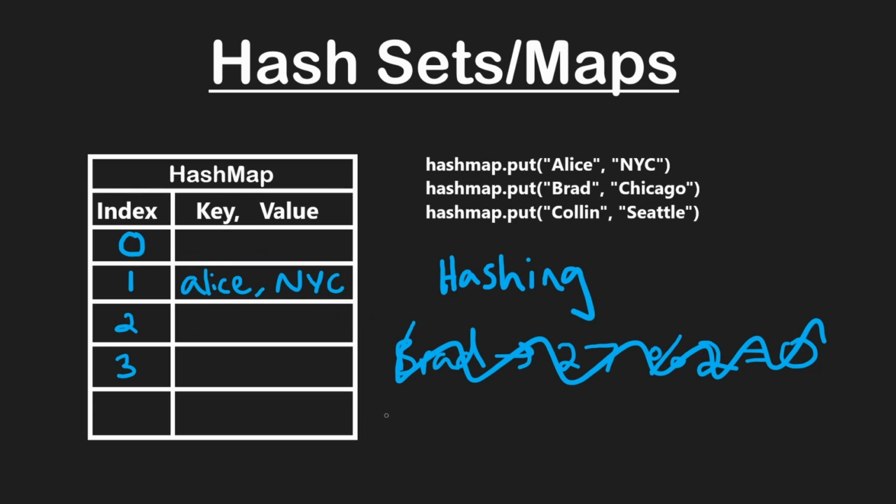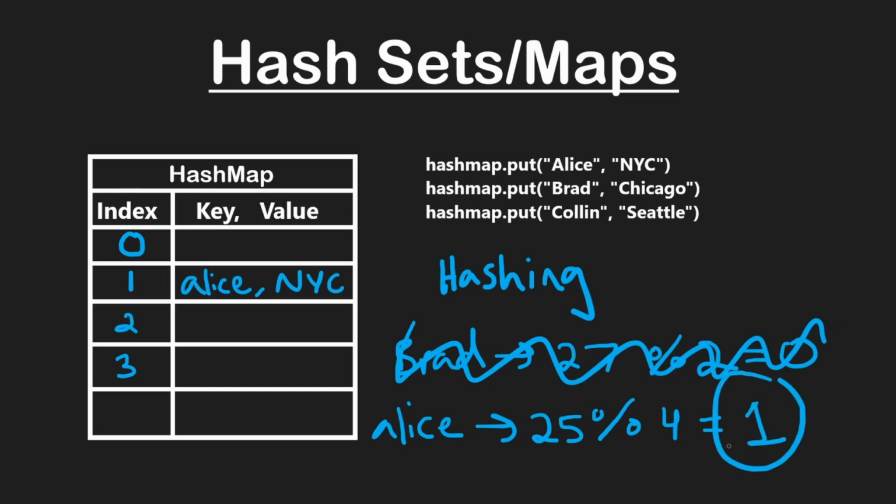Well, we convert Alice to the integer 25. We mod it now. Instead of modding it by 2, we're actually going to mod by the size, which is 4. And it turns out that the index is 1 again. So we see that, okay, Alice is still in the correct spot. In this case, it works out, but it's not always going to work out.